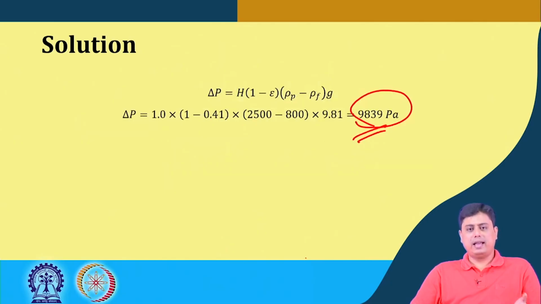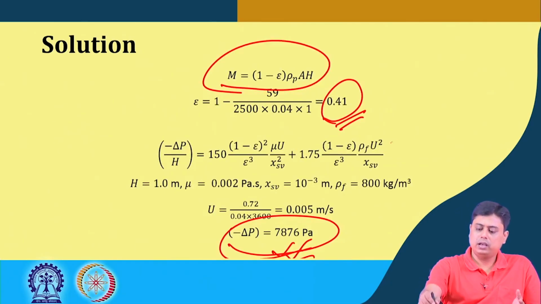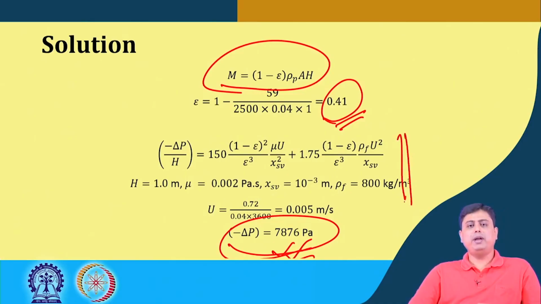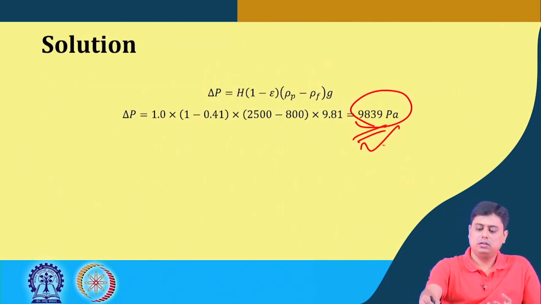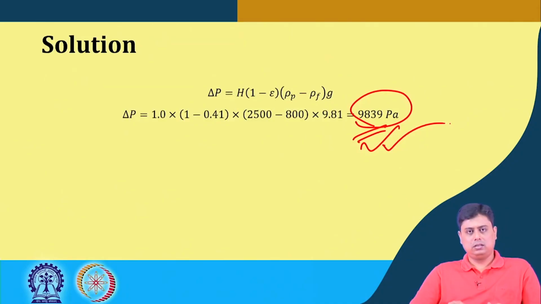So, which means our assumption of using Ergun equation that the bed is not fluidized is valid, and the pressure drop at this condition would be this pressure drop. This is the answer for the third part. So, I hope this becomes also clear to you, how to determine whether the bed has fluidized or not based on the pressure drop calculation for a given flow rate.